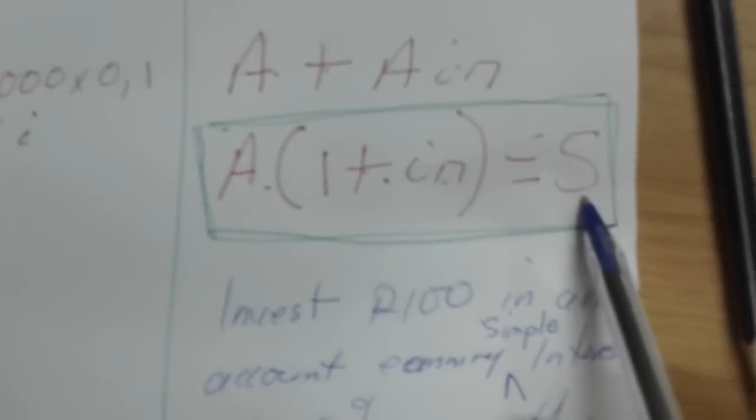So of course we are looking for S, as in the accumulated amount. So we know that S is equal to A times (1 plus IN), right? Now the A is the amount that you invested, that's the 100 rands, times 1, plus your I, which is 0.05. Remember, if you use the formula, always make it a decimal, simplify it, right?